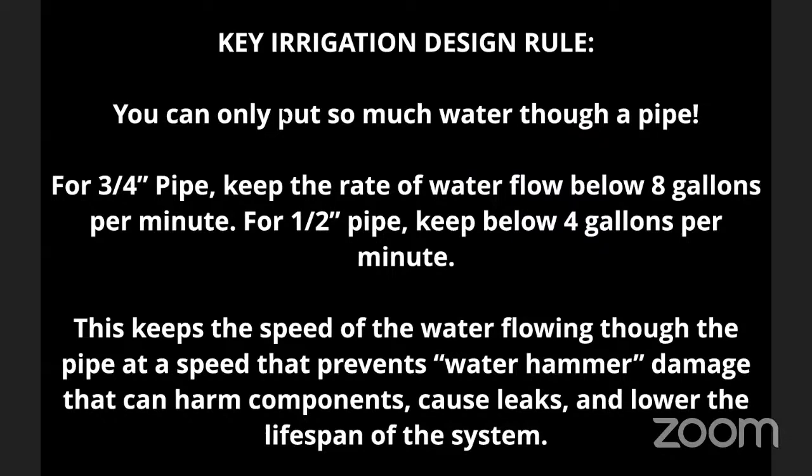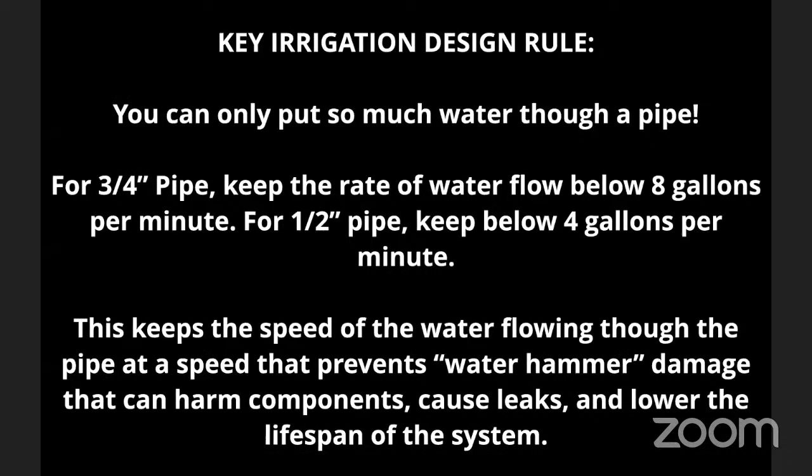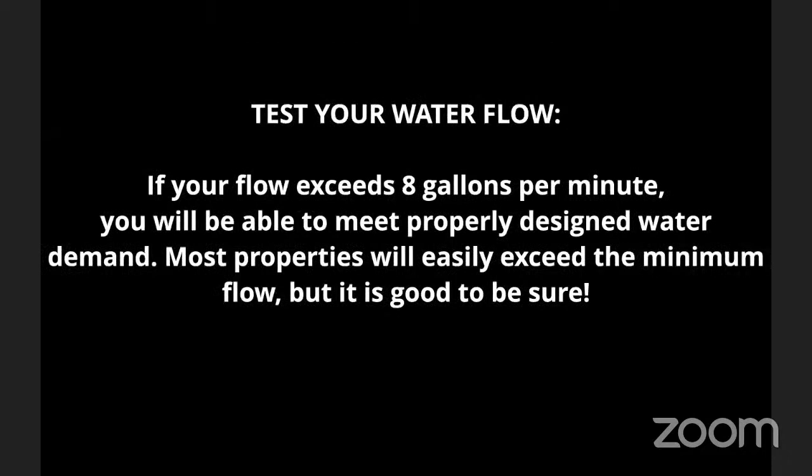For 1/2-inch pipe, whether that's PVC pipe or the drip pipe, you want to keep that water flow below 4 gallons a minute for the same reason. And so we will talk about what that means. There are charts if you really get into irrigation design, but I'm not showing those because that makes it complicated. I just presented the 2 main pipe sizes that you're going to work with. For 3/4-inch pipe, stay below 8 gallons per minute.